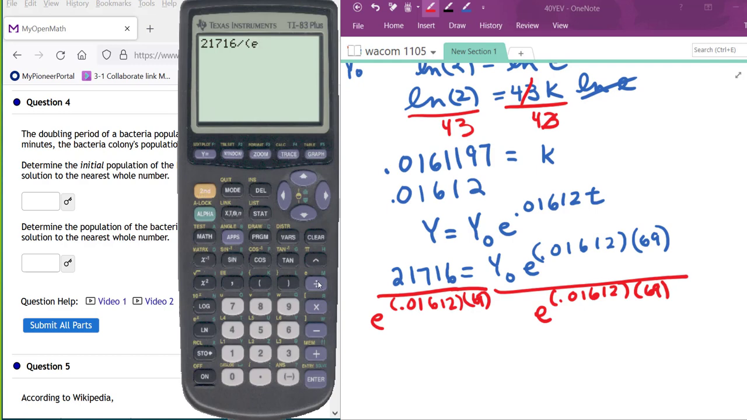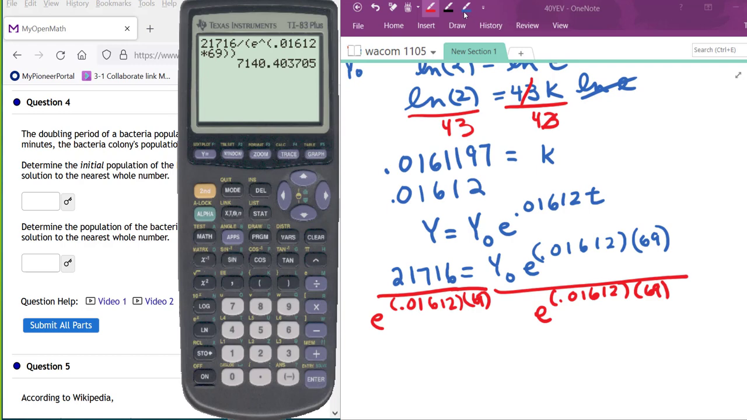So second e, right? We're going to a power, and we're going to put that in parentheses. So 0.01612 times 69, close. That is for the math that was in your exponent position. And then I'm going to close again for this first one and hit enter.